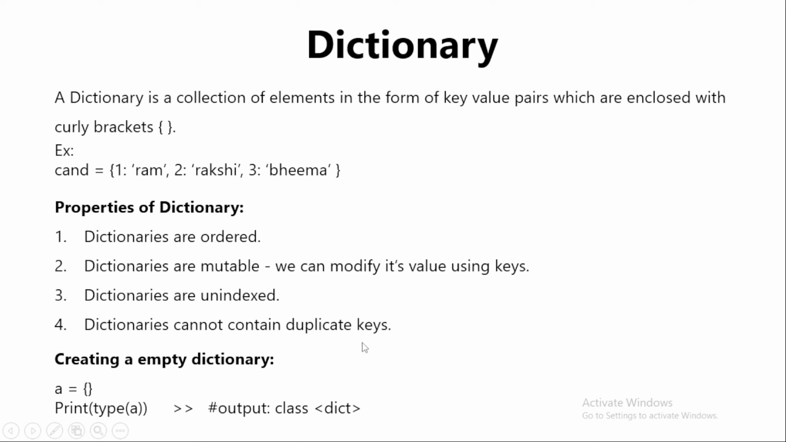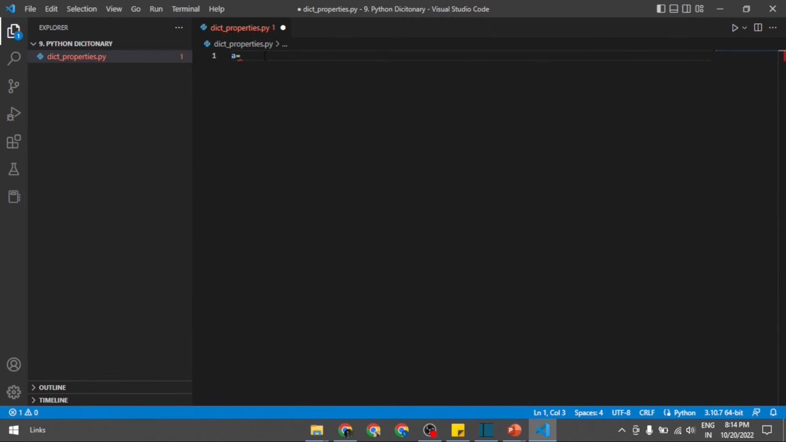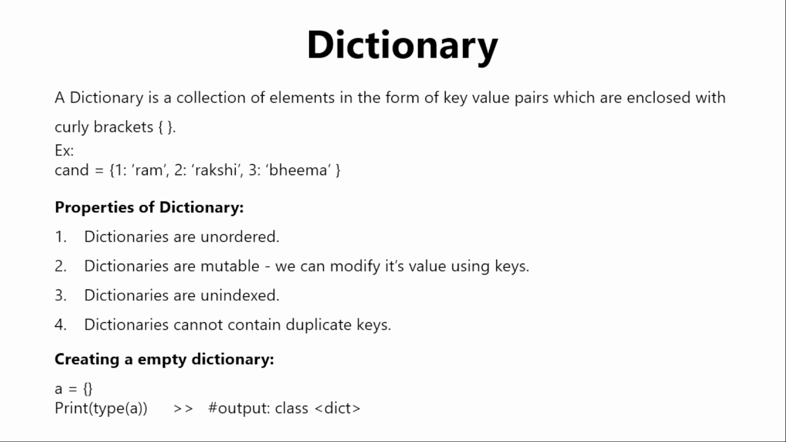Now let us try to perform all these properties and empty dictionary creation in our code editor with a defined example. Let me take the same example which I have mentioned in the slide, and we can follow up with all the properties with the same example. A is equal to Rama, Rakshi, Bhima. Print A. So all the elements I have got in this order. This is the output of the example which I have mentioned here.